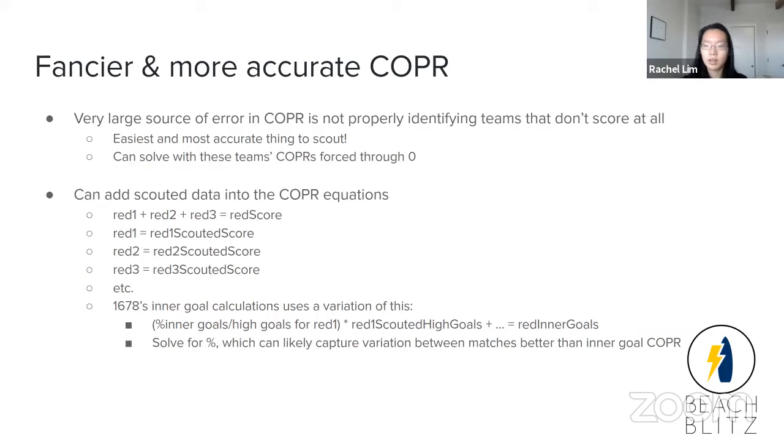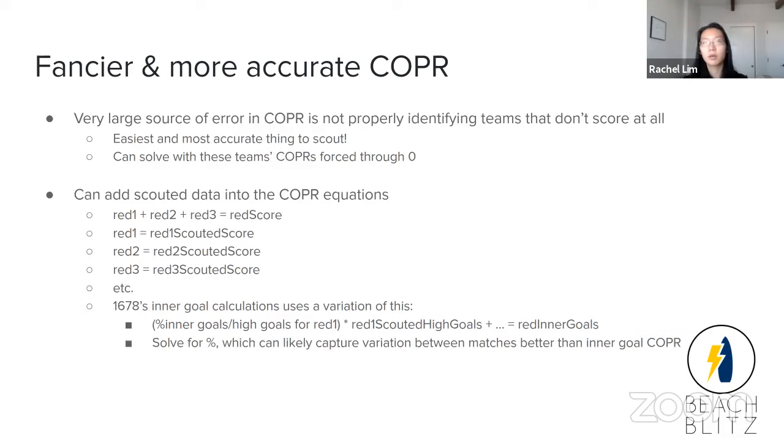So what are some other variations on COPR that people have done to make it fancier and try and make it more accurate? I touched on this in some of the earlier slides, but a huge source of error in COPR is the teams that don't score at all. This is also by far the easiest thing to scout because it's really easy to say a team never scored a point. But due to how OPR is solved, you just get a lot of noise around there.